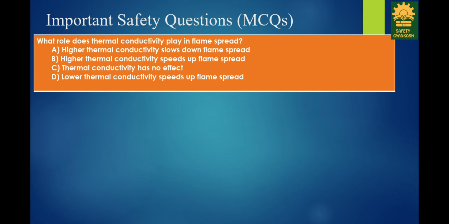What role does thermal conductivity play in flame spread? A. Higher thermal conductivity slows down flame spread. B. Higher thermal conductivity speeds up flame spread. C. Thermal conductivity has no effect. D. Lower thermal conductivity speeds up flame spread.